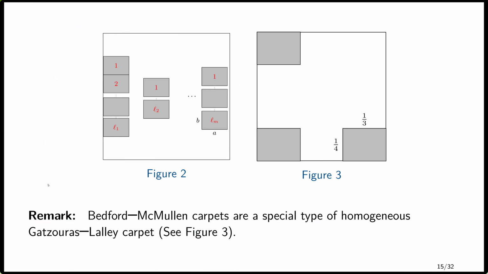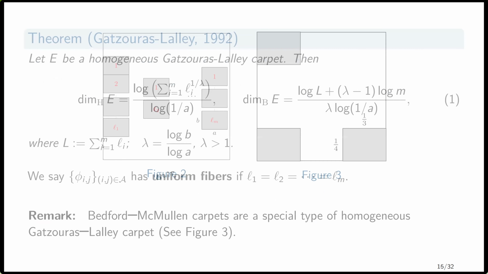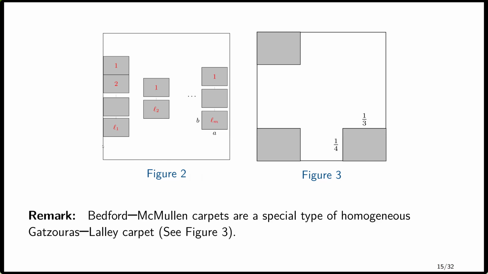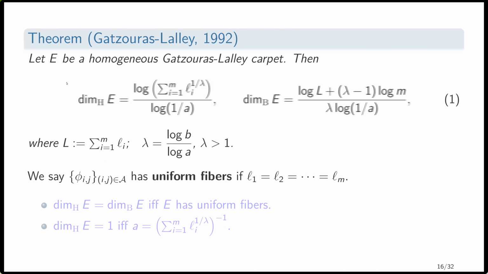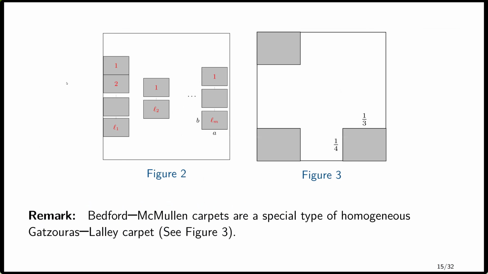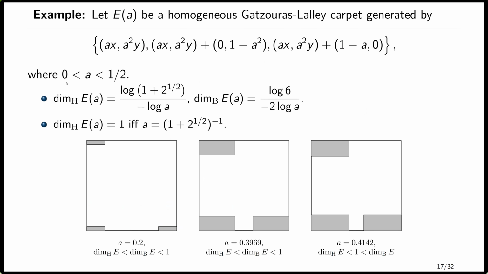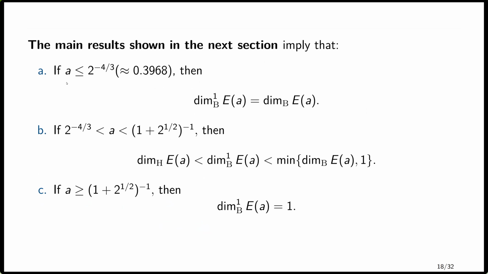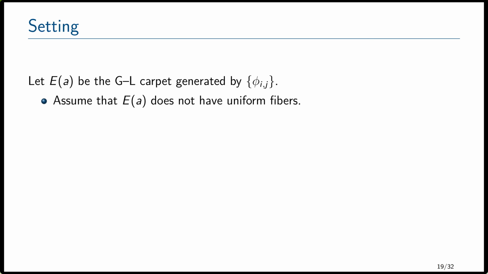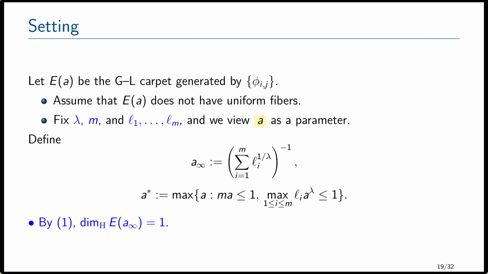Since there are many columns and the length is A, MA should be less than or equal to 1. And the height is B for every rectangle, so the maximum Li times B should be less than A. That is why we have A star. And I'd like to show that A infinity is strictly less than A star. So from their definition, we see that here.